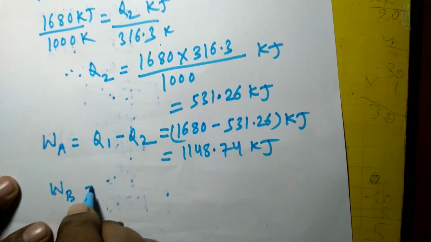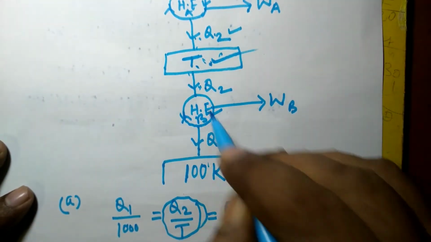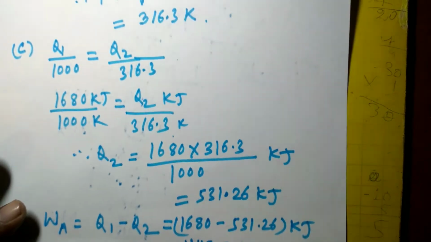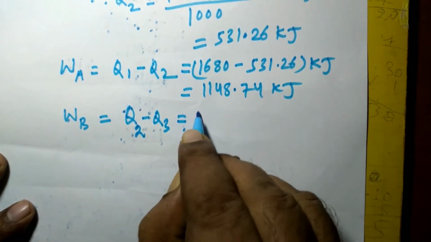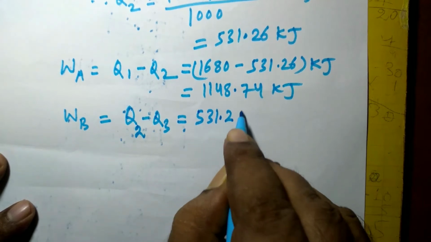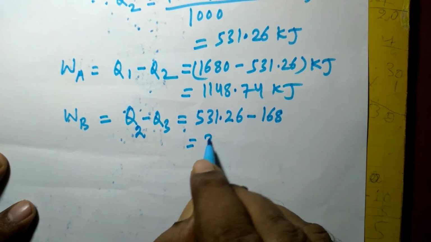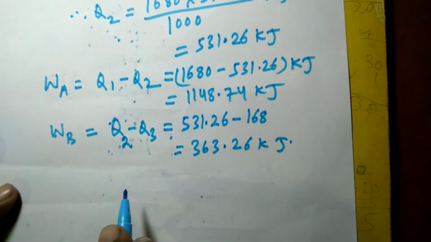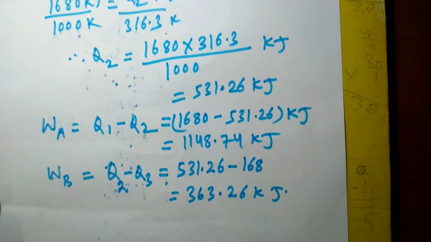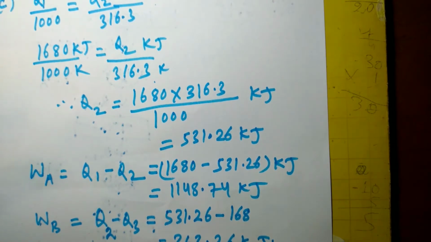Similarly, for WB, the work output of engine B will be Q2 minus Q3. So this is equal to 531.26 minus 168, which is equal to 363.26 kilojoule. So when the efficiencies of two Carnot engines operating in series are the same, these are the values that are required to be found out.